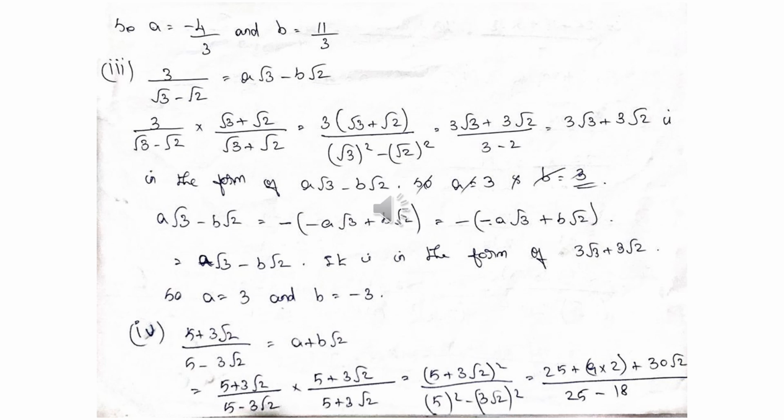Third sum, 3 by root 3 minus root 2, so a root 3 minus b root 2. First we need to rationalize. We'll get 3 root 3 plus 3 root 2. So a is equal to 3, b is equal to minus 3 because already it has been given minus. The next one also in the same way we need to do.